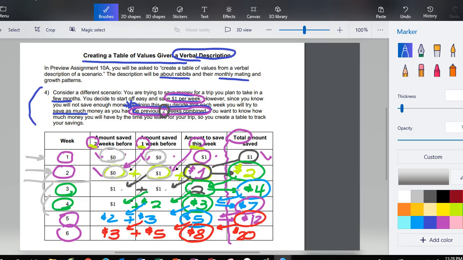Part C says how much money should be saved in week 2, and then what are the total savings at the end of week 2. So what we should save is $1, and then the total savings by the end is $2. Finally, Part D asks, how much total money will you have saved at the end of the 6th week? And as you can see here, our total amount of money that we will have saved is $20.